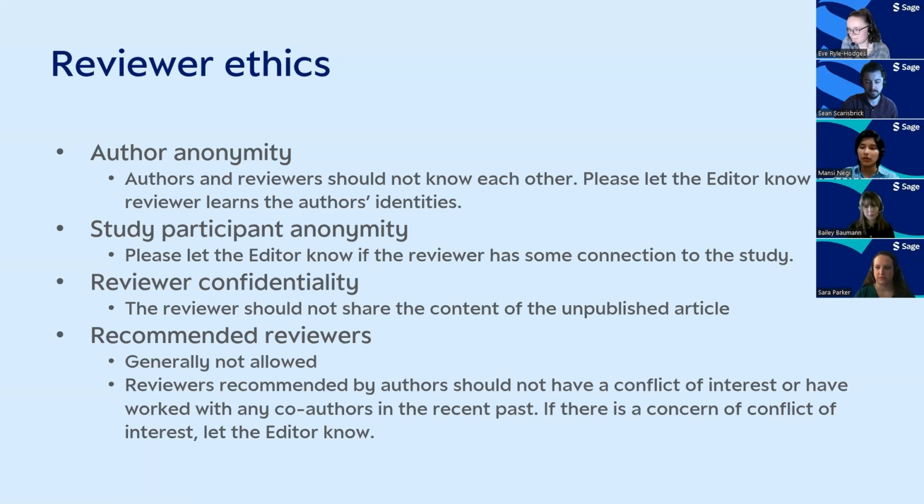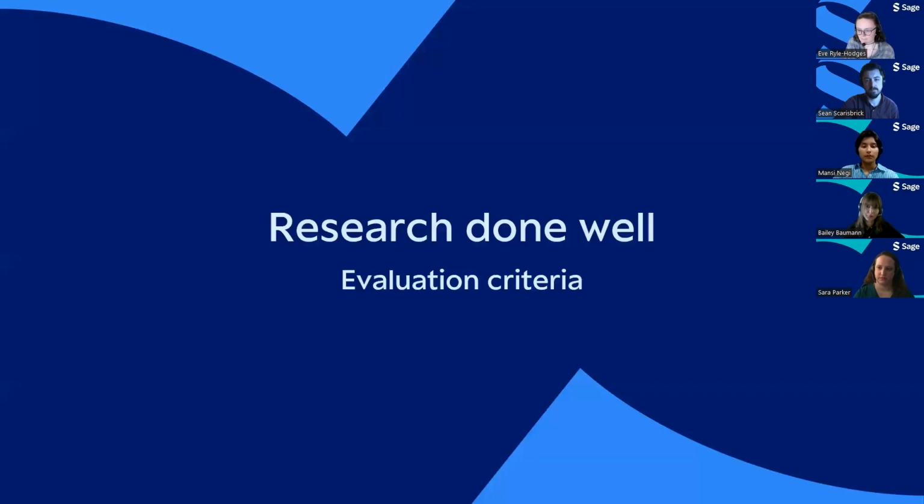Learning the authors' identities raises a particular conflict of interest for you as a reviewer. You as a reviewer will have access to unpublished research, and it is important to keep the content of that research confidential. The only exception is if you're working on a collaborative review with a colleague, which is something you should ask us about before agreeing to review. Lastly, reviewers recommended by authors are generally not allowed. Next, we are going to talk about the evaluation criteria a reviewer should keep in mind.